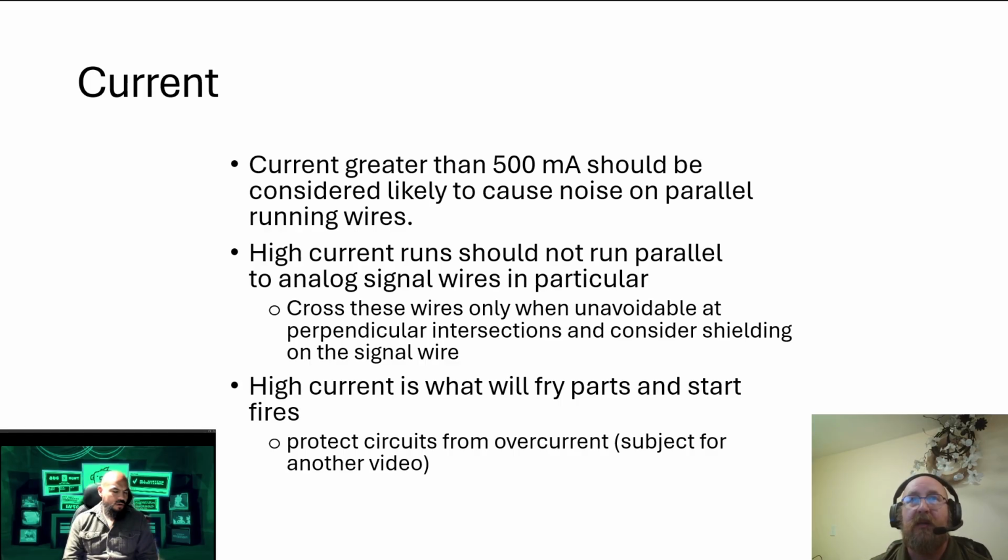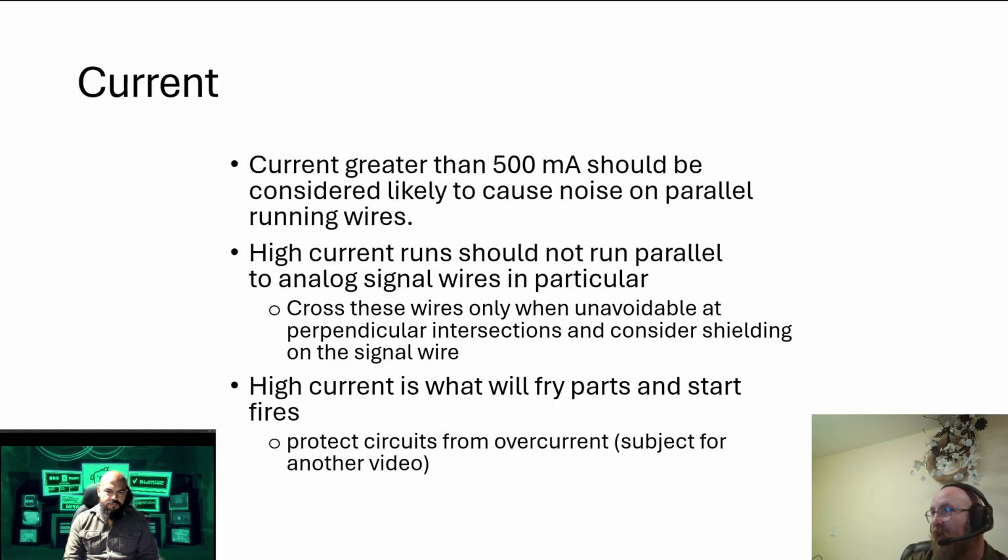Yeah, and those are very hard to chase down. So the best thing to do is not run those wires parallel and you won't have this problem. If you have to cross these wires, do it only when it's unavoidable and make them perpendicular intersections to one another. That way you don't have the buildup of that induction happening. You should also consider shielding the signal wire.